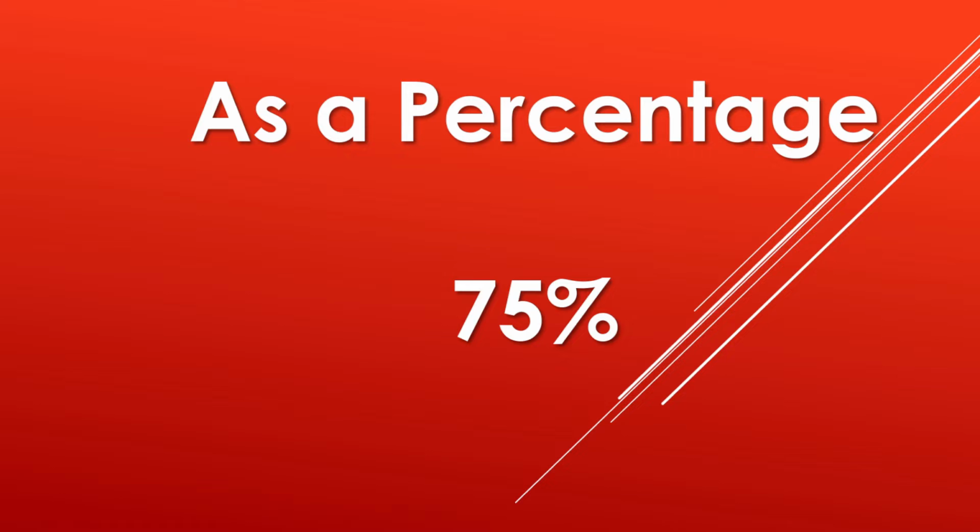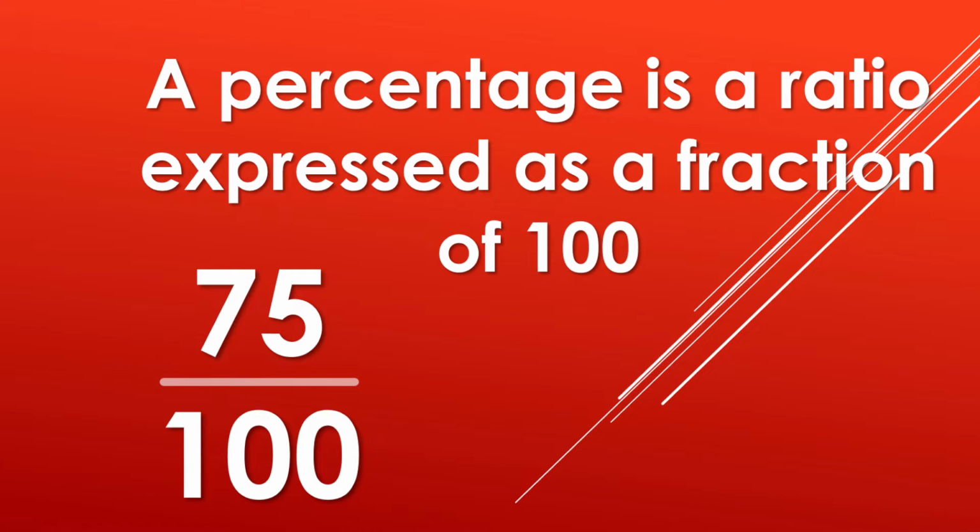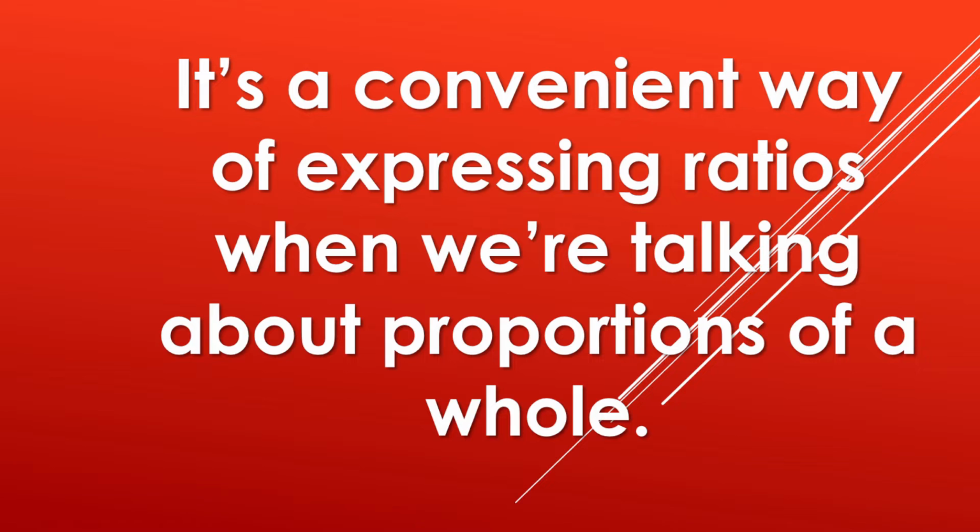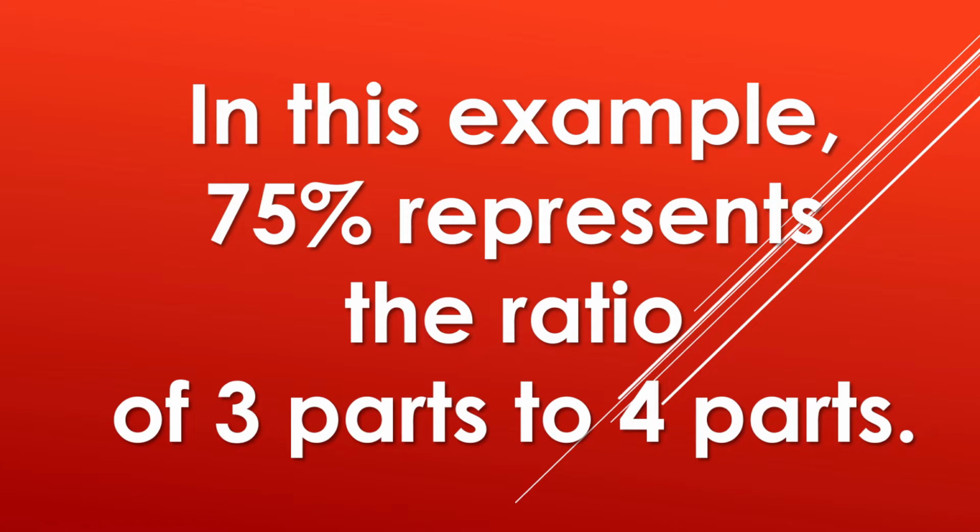And speaking of which, here's the percentage. So here we have 75%. Now, a percentage is a ratio expressed as a fraction of 100. It's a convenient way of expressing ratios when we're talking about proportions of a whole. In this example, 75% also represents the ratio of 3 parts to 4 parts.